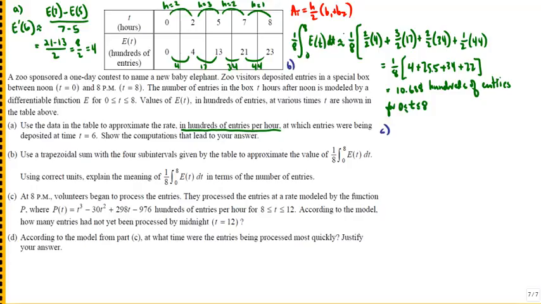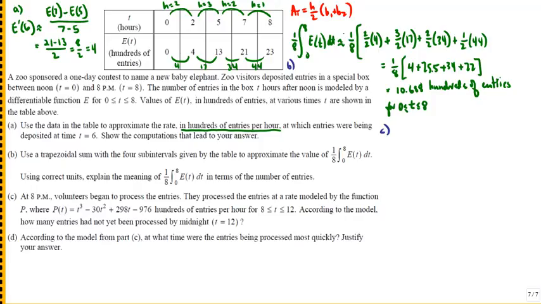For part C, we're told that at 8 p.m. volunteers begin to process the entries, and they process the entries at a rate modeled by the function p, where p of t is t cubed minus 30t squared minus 298t minus 976 hundreds of entries per hour from 8 to 12. According to the model, how many entries have not yet been processed by midnight?